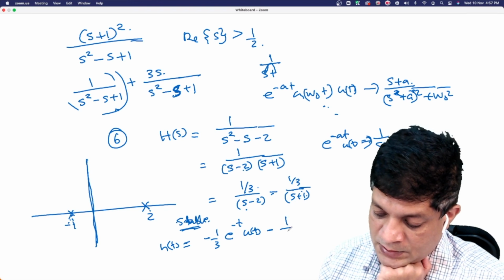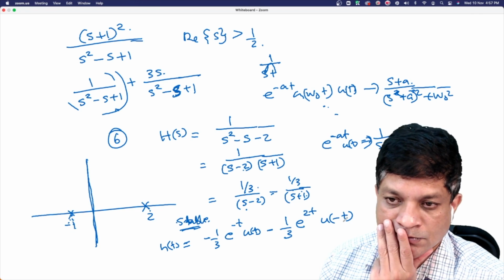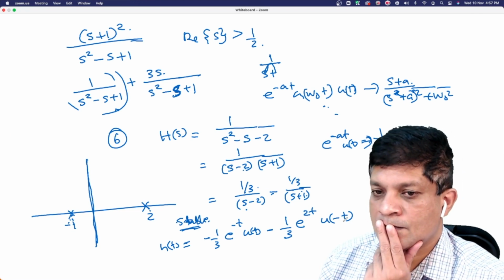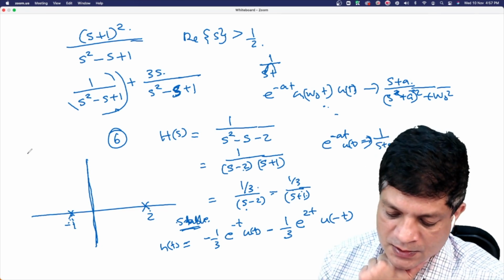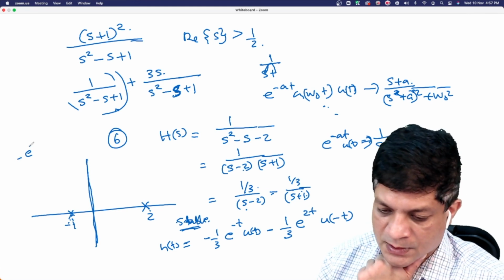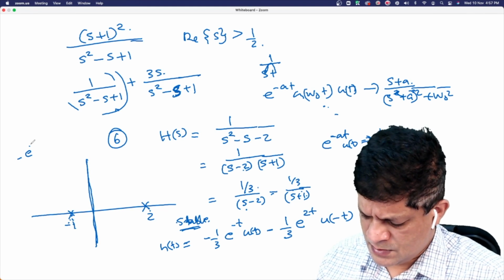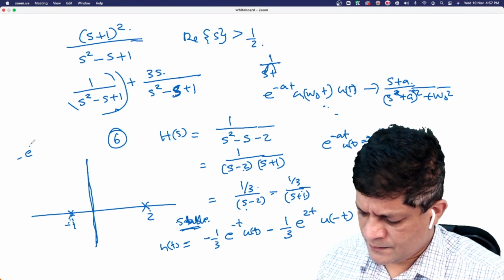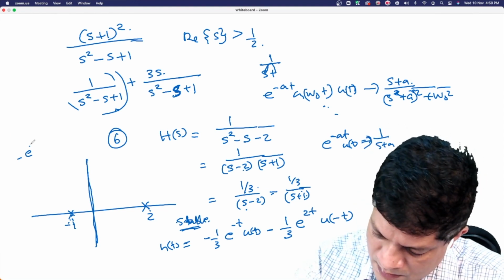Is it 1 by 3 e to the power 2t u(-t)? You can compare with the standard result given in the formula sheet. The standard result is minus e to the power, oh sorry, is it minus at, or what is that result? No, it is not given.